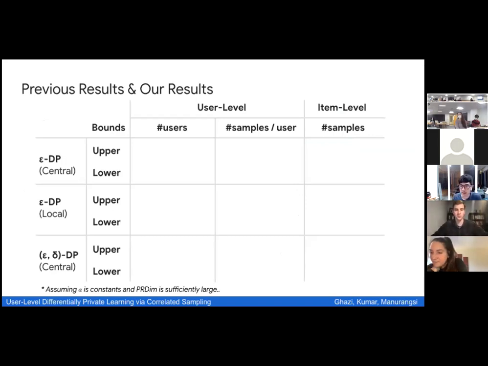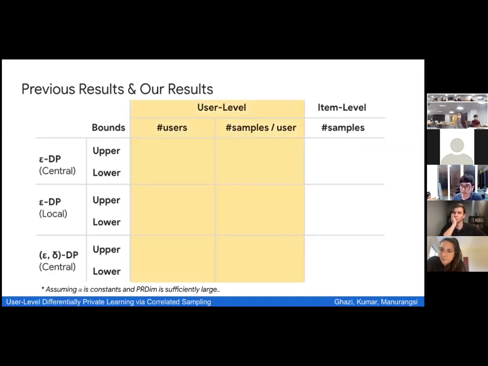So we study three settings. Epsilon DP in the central and local model, and also approximate DP, the epsilon-delta DP, in the central model. I'm gonna start with the last one. The middle column here is gonna be the new result. The column on the right will be the previously known results.